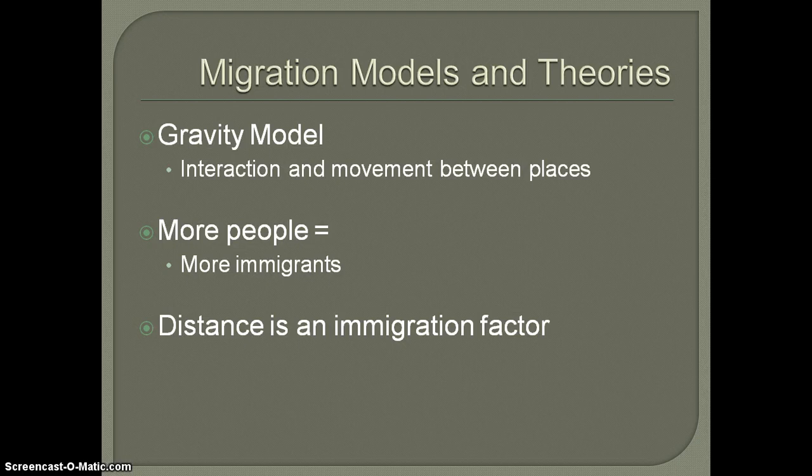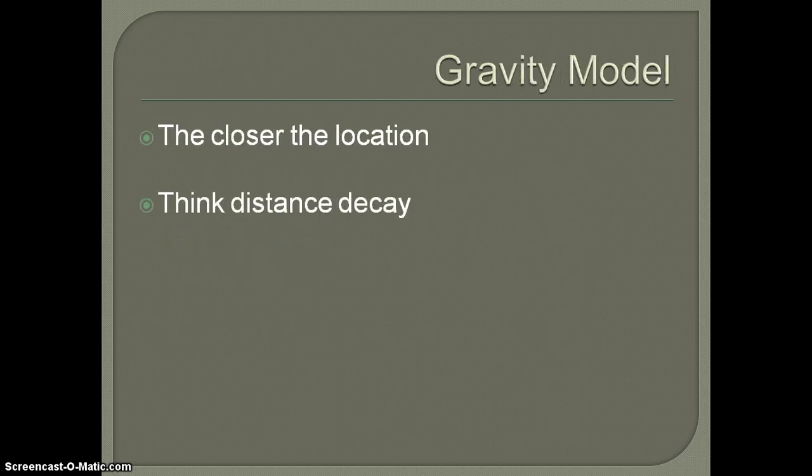Okay. The gravity model also recognizes that distance is an immigration factor as well. And basically what we mean by that is the further away something is, the further away a place is, the less likely someone is to migrate to that particular place. So you think about in terms of distance decay. So again, with the gravity model, the closer the location, the more likely someone is to migrate there if they're going to be moving to another location. Again, you think in terms of distance decay. The further away a place is, the less likely someone is to interact with that place.